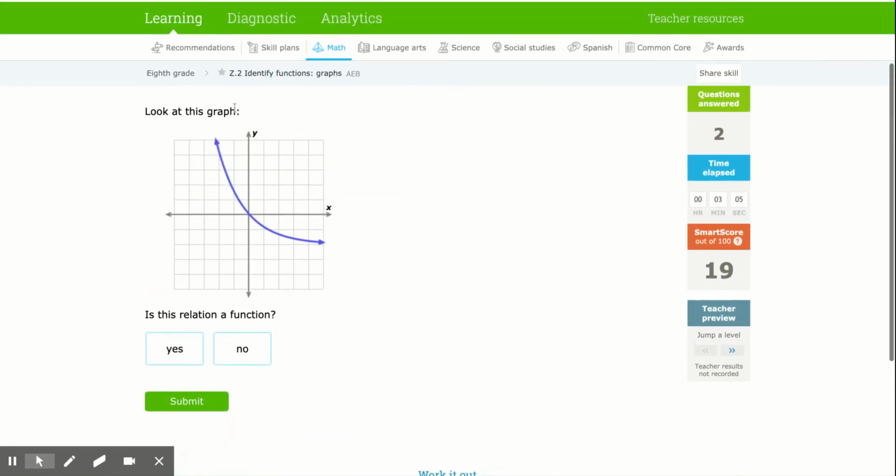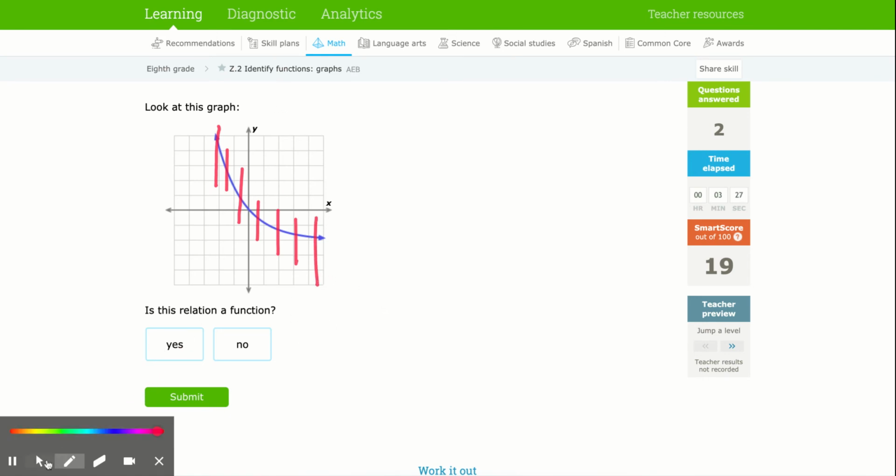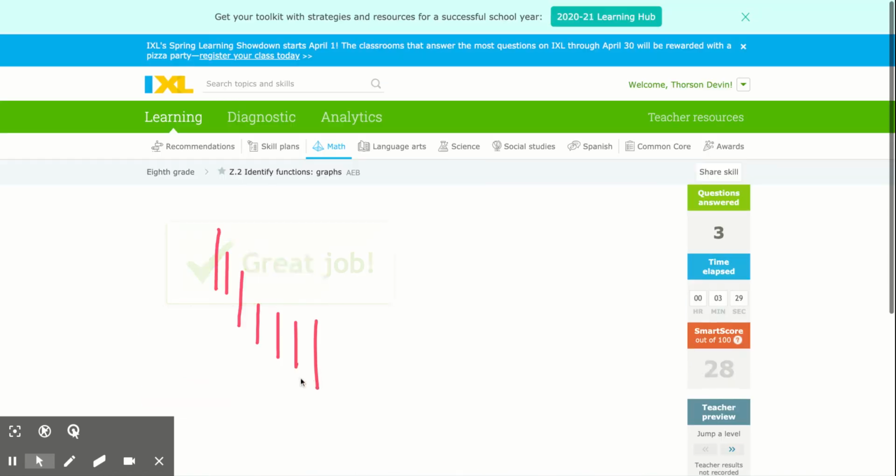So again, you can only go by what the graph shows. I don't know what's going on out here, so don't worry about it. Just, is there any place on this graph that I can see where I can draw a vertical line that hits it more than once? And there isn't. I still just hit it once right there. I hit it once here. I hit it once here. There is no vertical line anywhere along that graph that will hit it in more than one spot. So that one would be yes, a function.